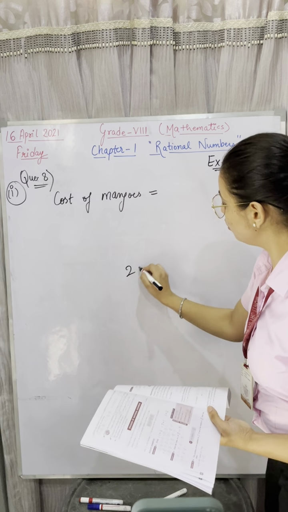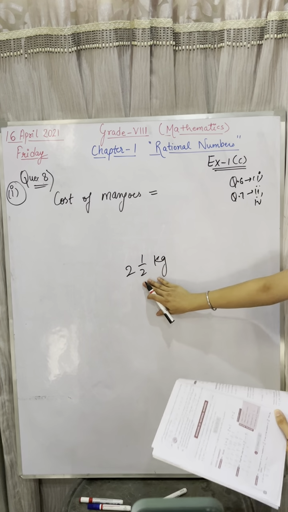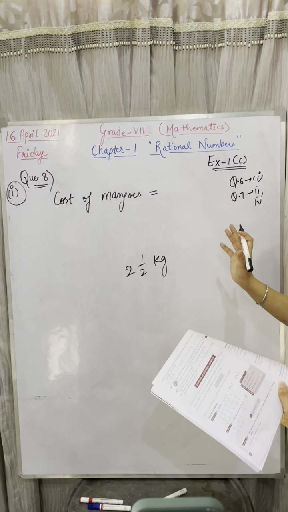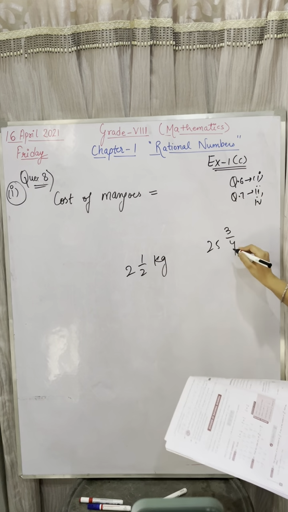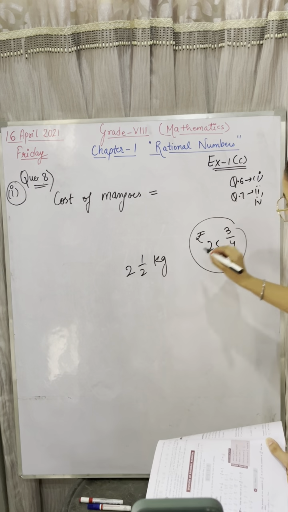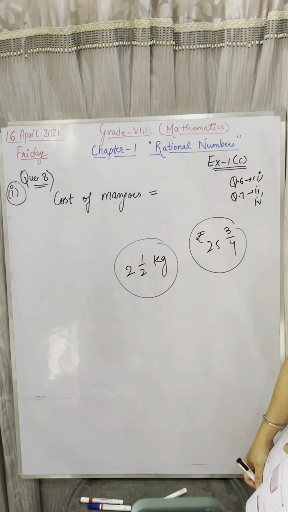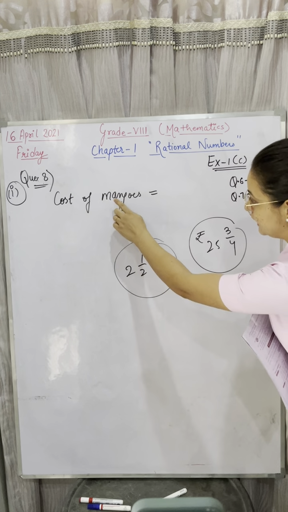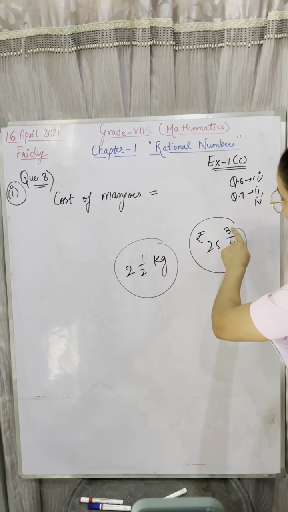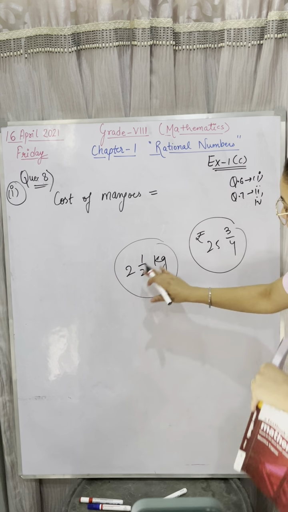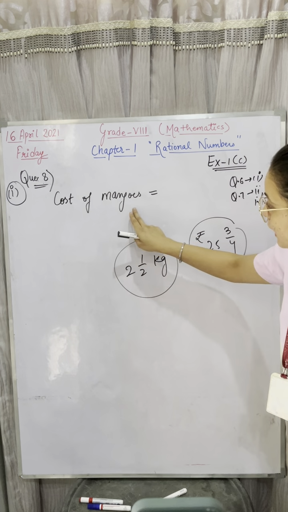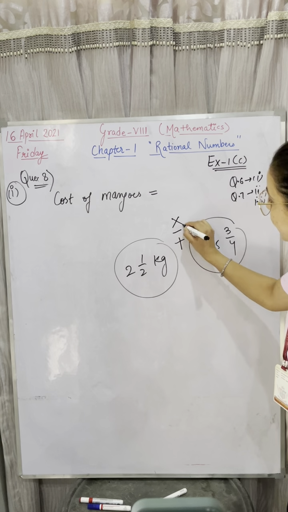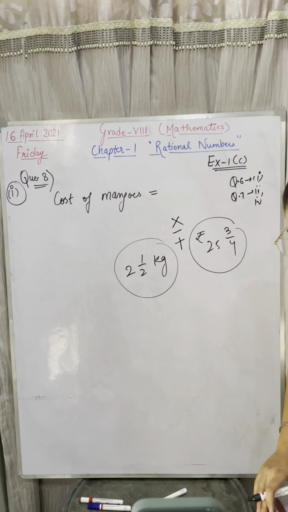I'm writing here 2 1/2 kg of mangoes he has purchased, and this much, 25 3/4 rupees, he has given for these many kg of mangoes. In the first line they have written that he has purchased 2 1/2 kg mangoes and he has given 25 3/4 rupees. So what you have to do? Please tell me, cost of mangoes, how can I take it out? Should I do plus here, minus here, or multiply here?